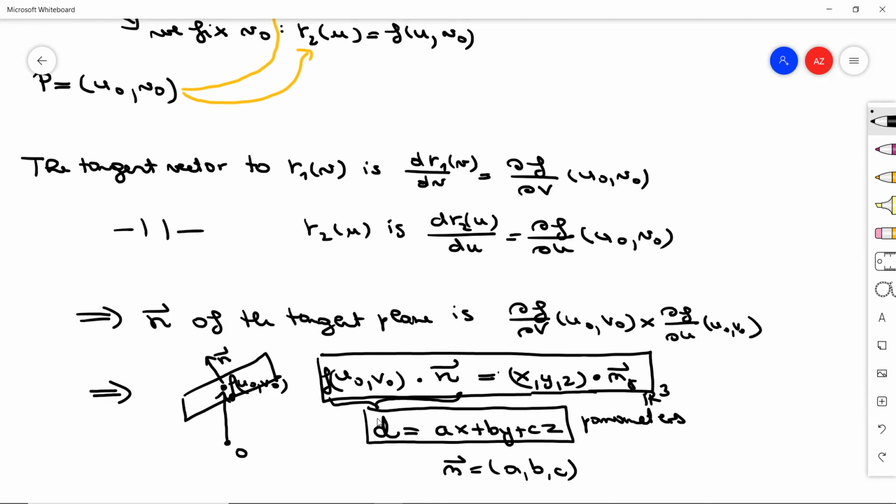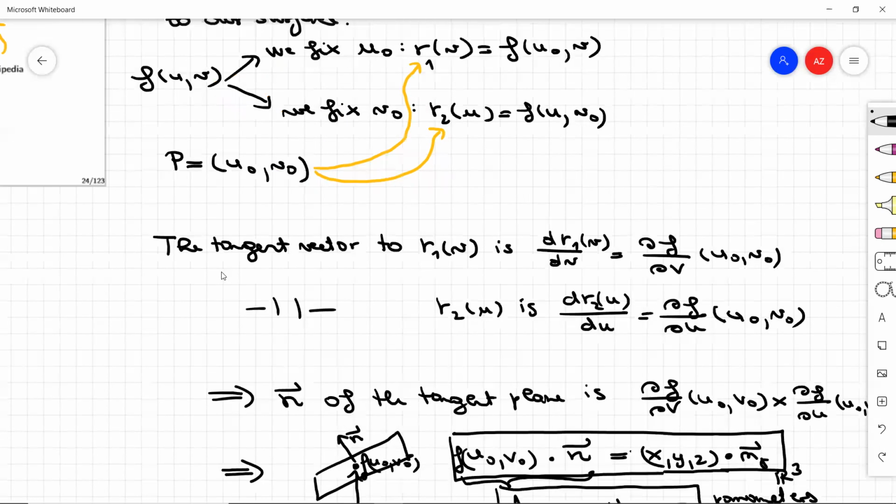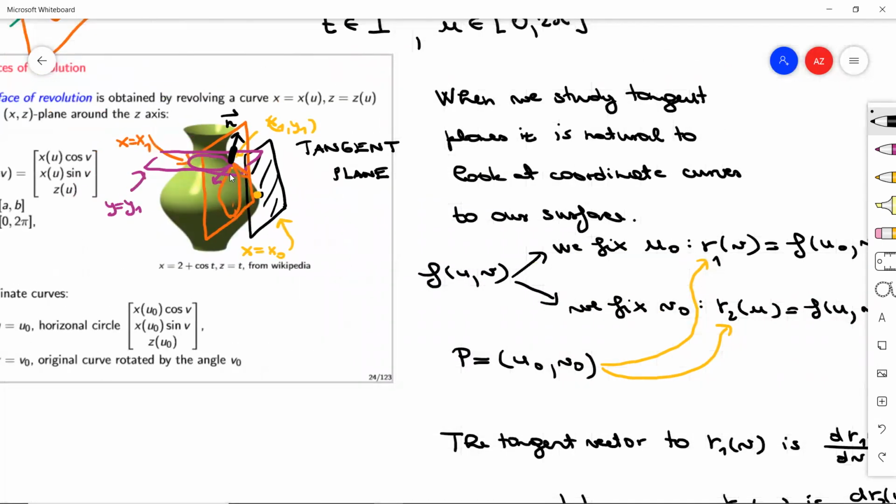So here x, y, and z are arbitrary points on this tangent plane. Yes, x, y, z vary along the tangent plane. Yes, exactly. And u0, v0 are points on our surface. Yeah, this is the specific point at which we computed the tangent plane. So this point depends on, for example, u0, v0, and it's exactly f of u0, v0.